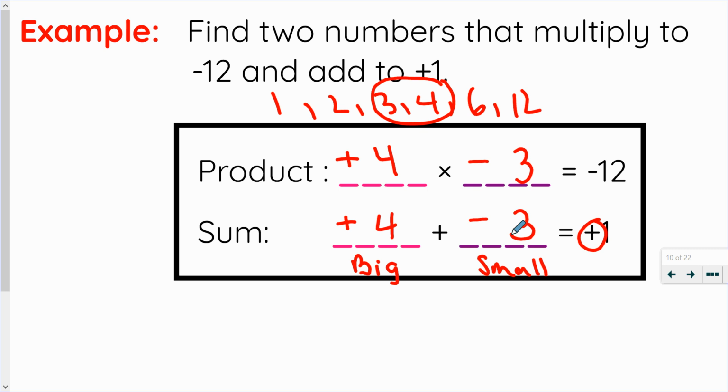So I always like to check just to make sure I did it right. Positive 4 times negative 3 is negative 12. Yes. Positive 4 plus negative 3 is positive 1. So yes, I have got the correct factor pair.